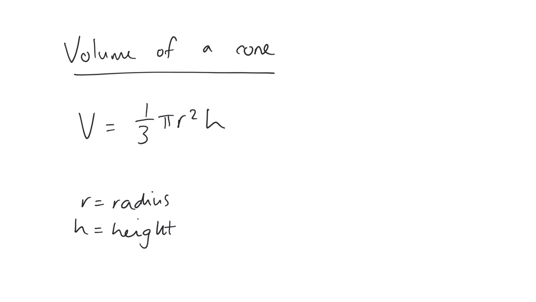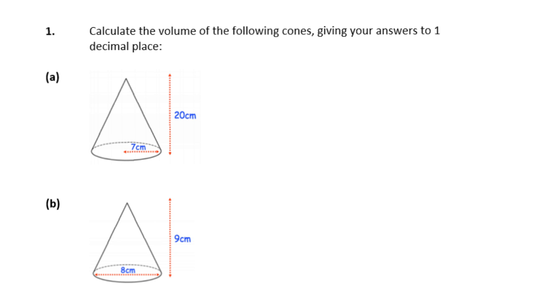Okay, so we'll look now at the volume of a cone. The volume of a cone is 1/3 pi r squared h, where r is the radius and h is the height. Now this is given to you on a formula booklet, so you just need to be able to use this formula. Example 1 then, calculate the volume of the following cones, giving your answers to 1 decimal place.